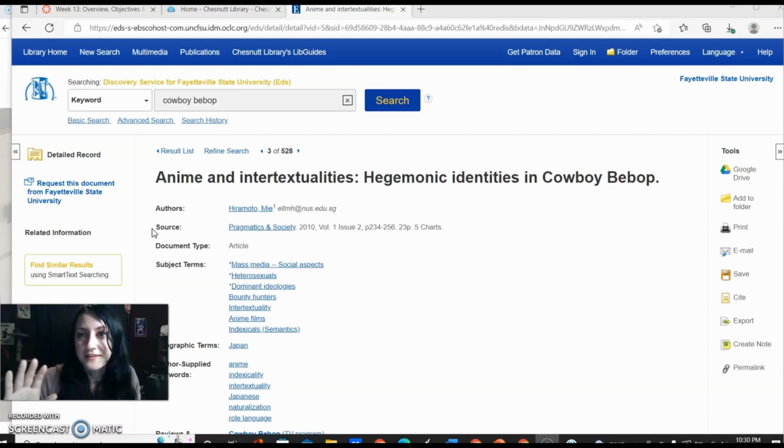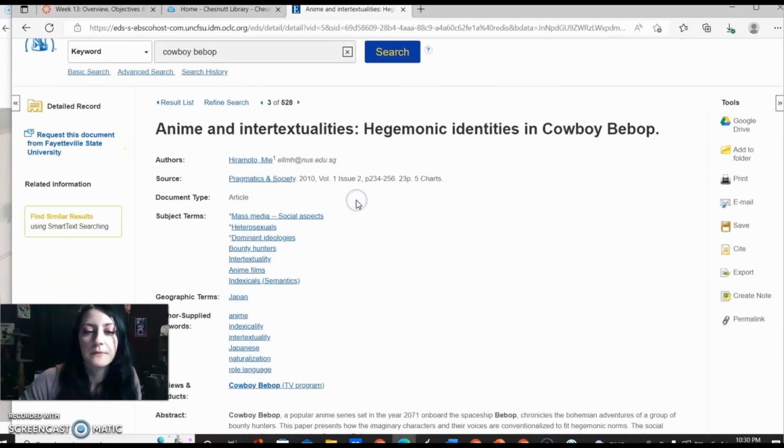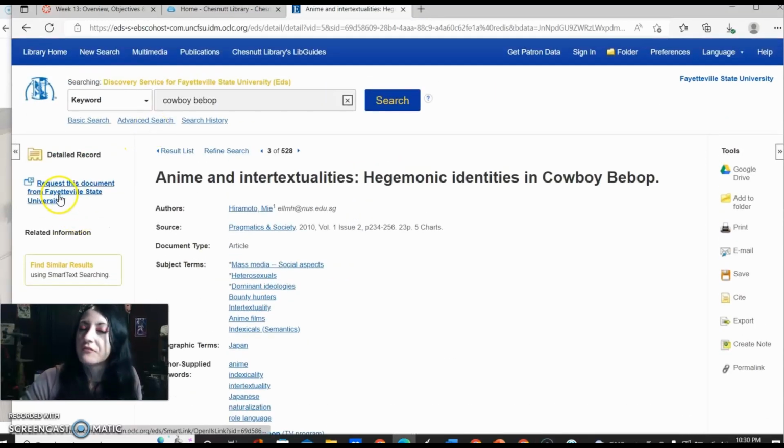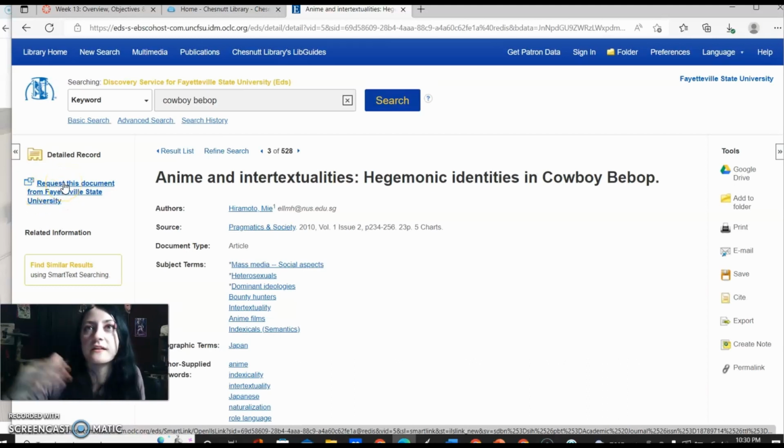All right, so I signed in, right? Don't want to show you my password, but I signed in. And here, this may happen to you. I would have to request this document. Fayetteville State doesn't have access to it. But it's as easy as me clicking here and it'll take me to the source I need for the librarian to then email me a copy.